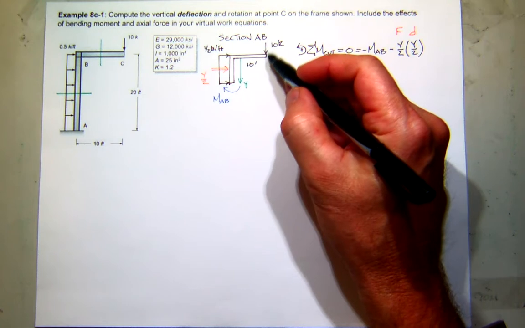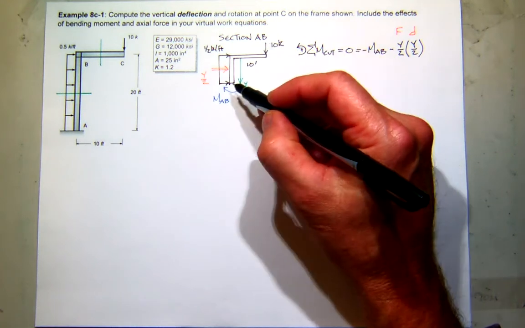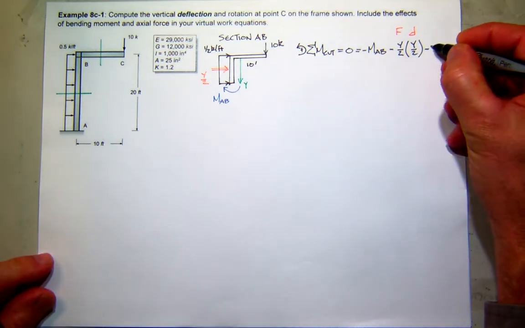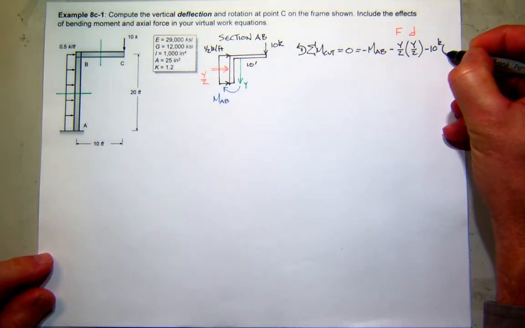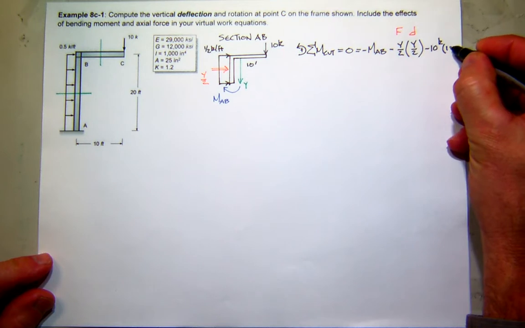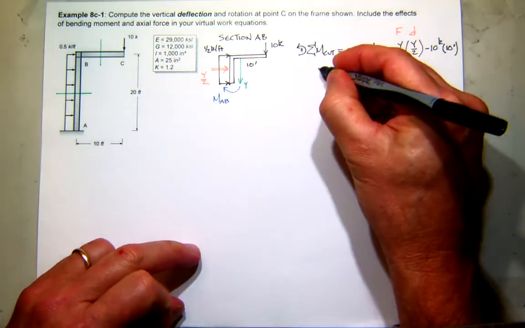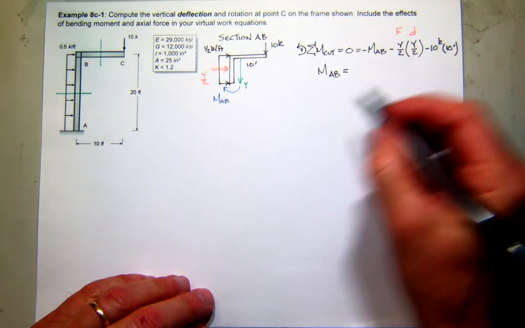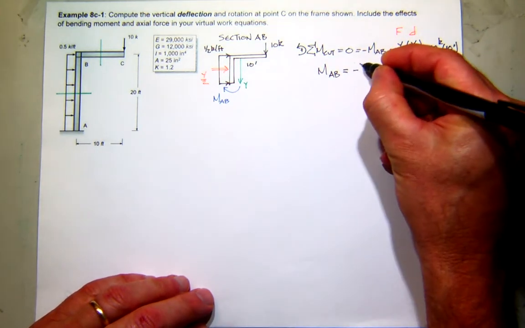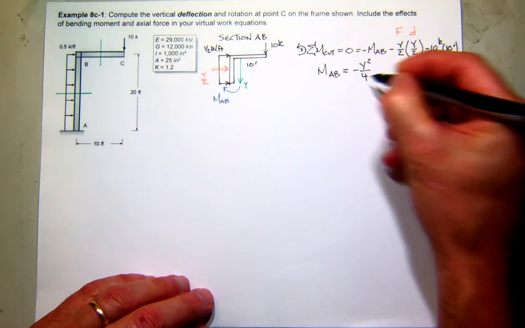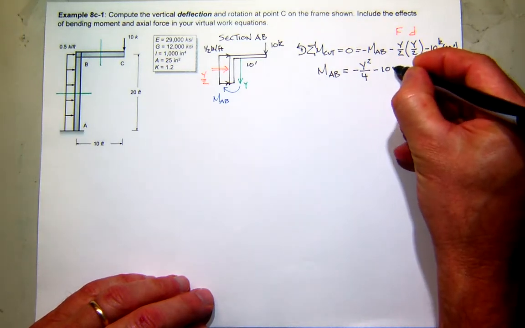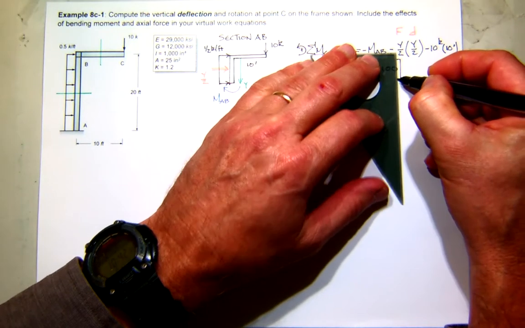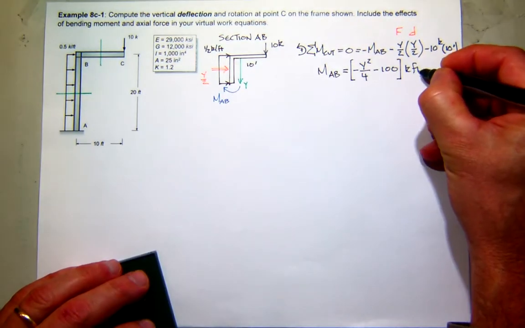And then I've got this load over here on the far end, the 10 kip, about this cut. Is it creating positive or negative moment? Negative, and that will be 10 kips times a distance of 10. Lots of common stuff going on here. So it looks like the moment in AB is equal to all that stuff, which will be minus y squared over 4 minus 100. And that's a moment, so it will have the units of kip-feet.